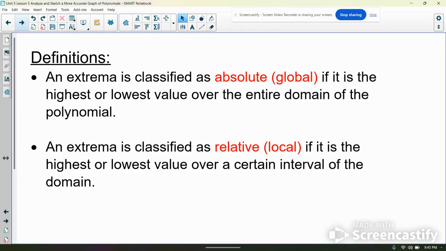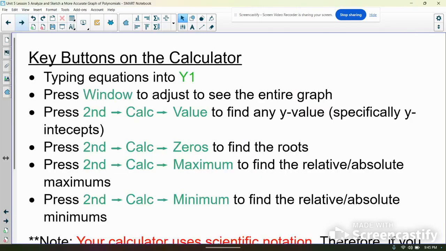The other type of extrema are called relative or local extrema. That's any highs and lows throughout the entire graph. So you can have more than one relative max, you can have more than one relative min, but you're only going to ever have one absolute max or absolute min.